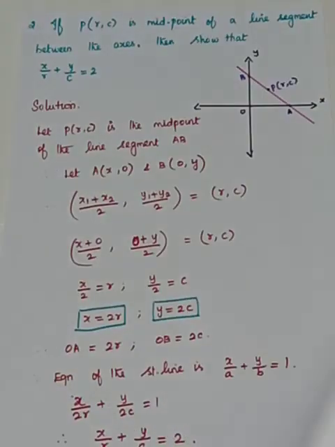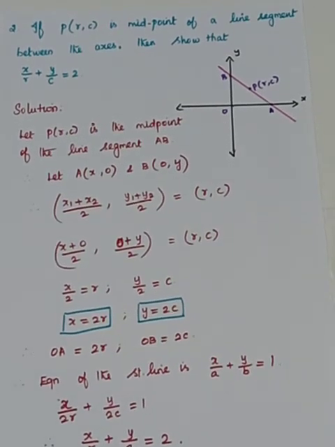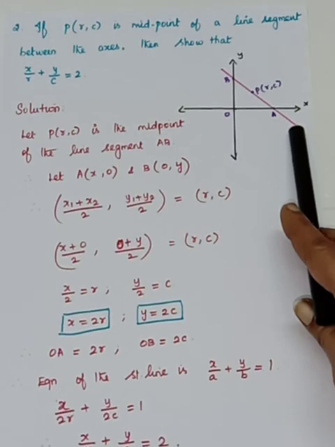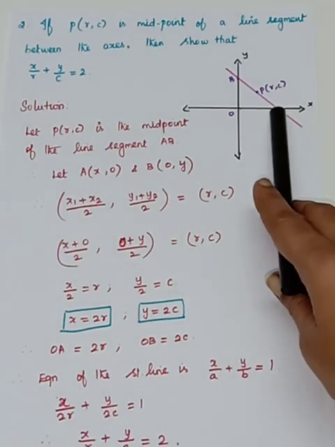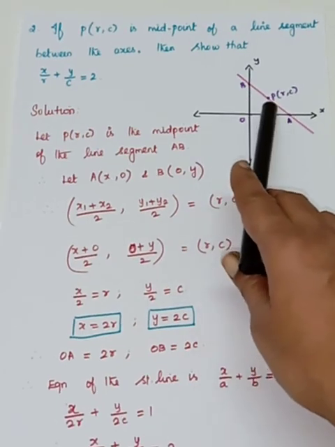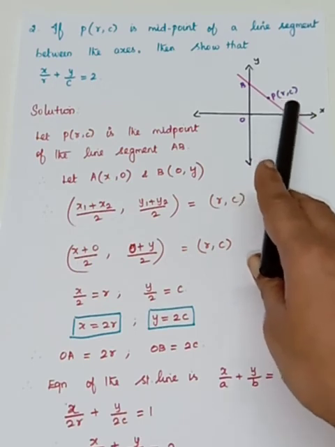Okay, coming to the problem number 2. If P of R comma C is the midpoint of the line segment between the axes, then show that x by R plus y by C is equal to 2. What is P? P is a midpoint. Midpoint of what? Line segment between the axes. So I have drawn the straight line AB. Between the axes means we have to consider only the line segment AB. So in AB, the midpoint is P.